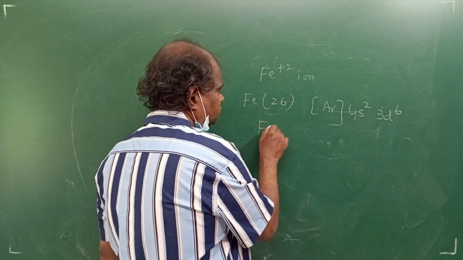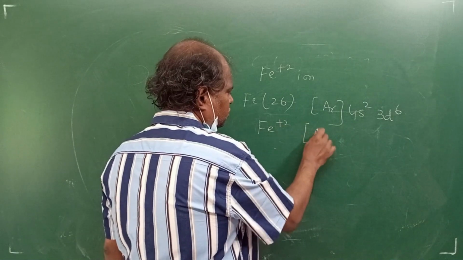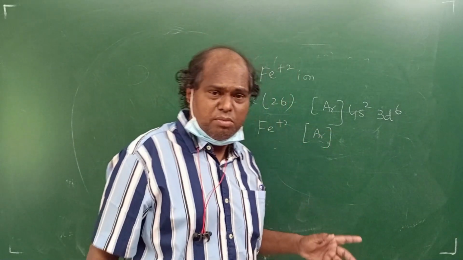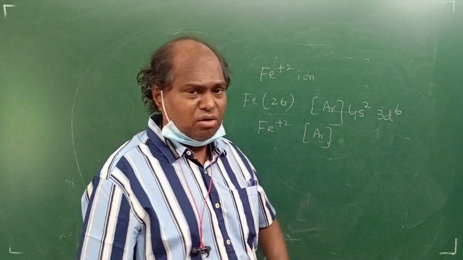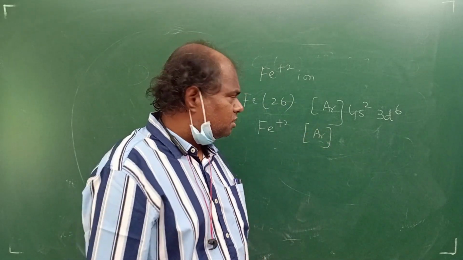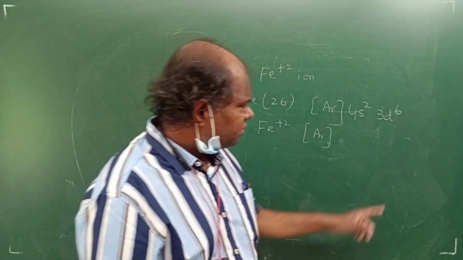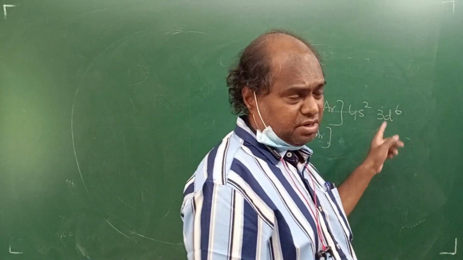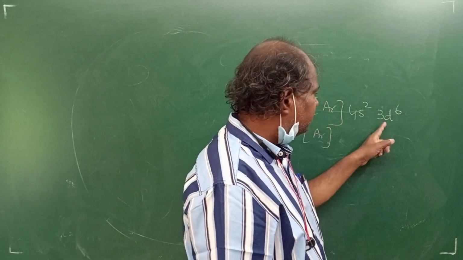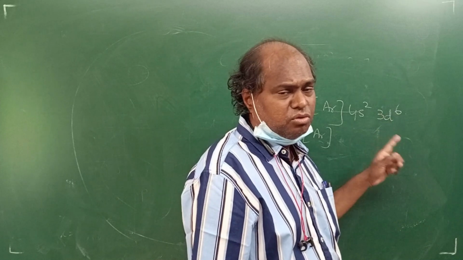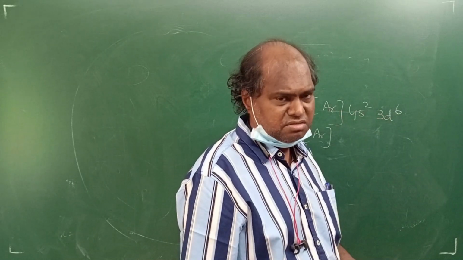Now Fe plus 2. This is argon, same thing. Fe plus 2 means you have to remove 2 electrons. Here students, people make a mistake. They will remove the electrons from the d orbital. Please everybody pay attention here. You should not do it like that. You should remove from the s orbital.